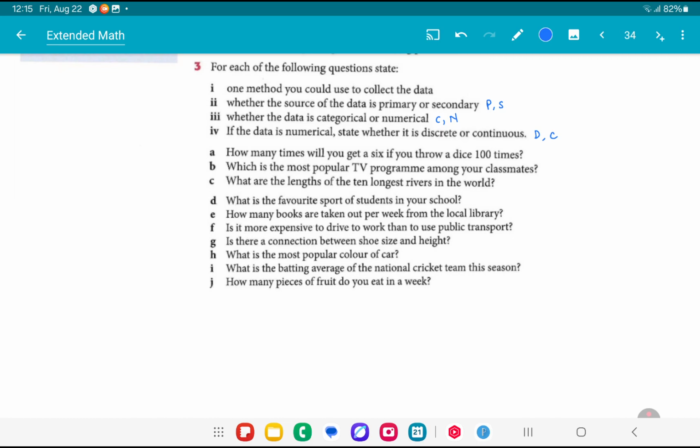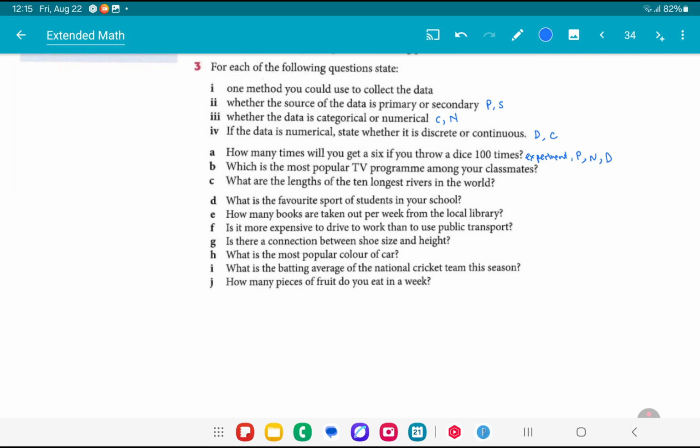So for question A, how many times will you get a 6 if you throw a dice 100 times? So this one we will use experiment. We will try to throw the dice exactly 100 times. And because we do it by ourselves, this is a primary data. And the answer is a numerical data, and the value is a certain value, so this one is discrete.